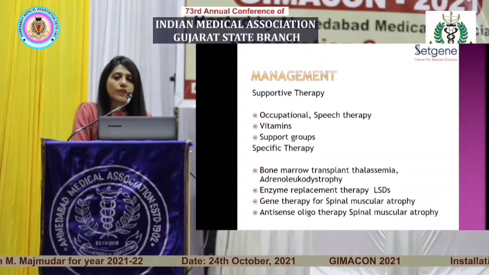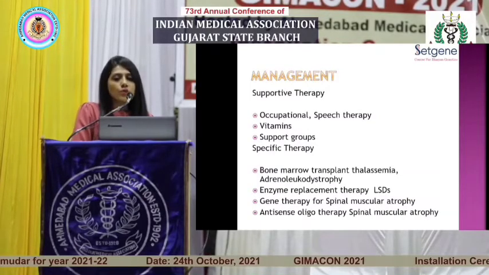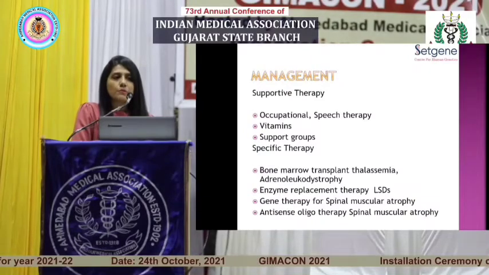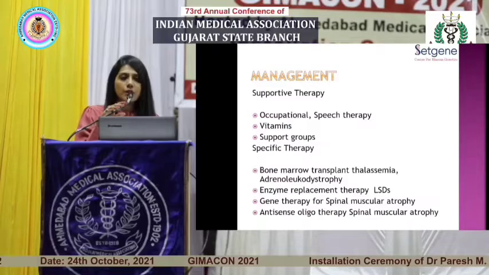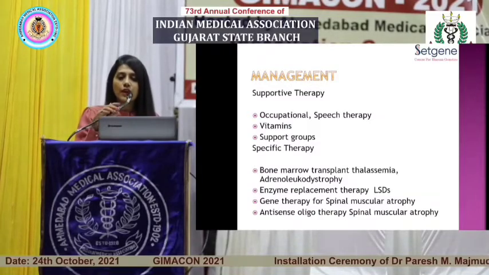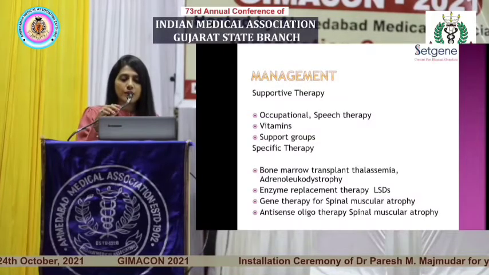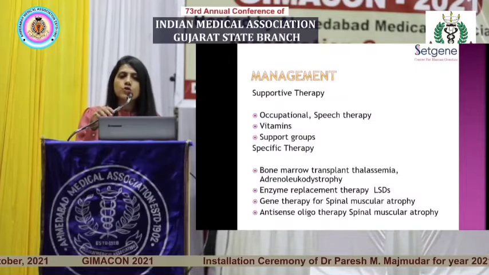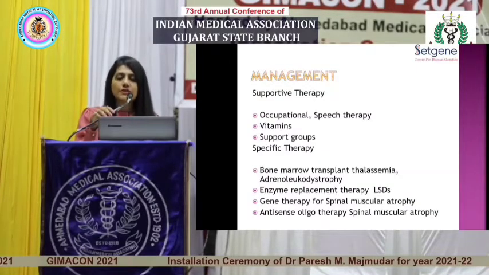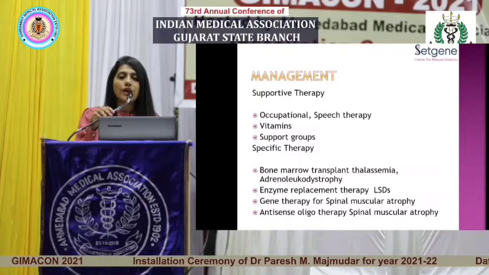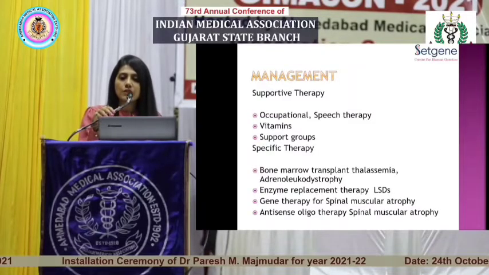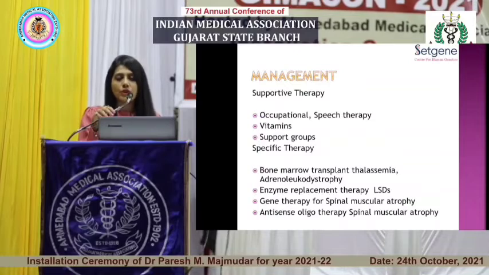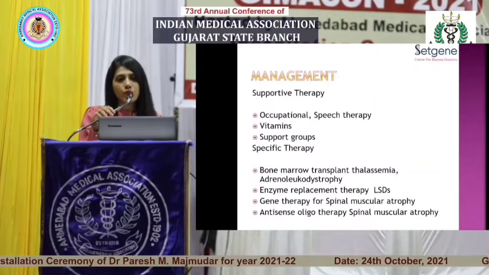But now we have reached the era where some of the disorders also have specific therapies available. For example, for thalassemia or adrenoleukodystrophy, we have bone marrow transplantation available. In case of lysosomal storage disorders, enzyme replacement therapies are also available. And you will be surprised to know that as of now in Gujarat, there are 5 patients of lysosomal storage disorder who are getting therapies free of cost.